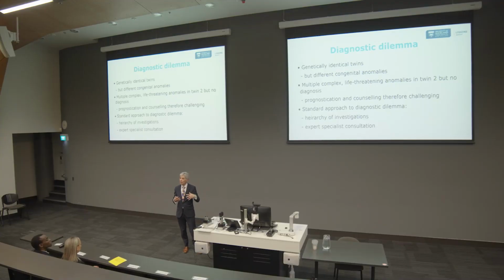Now, the standard approach to this sort of baby would be to undertake a hierarchy of investigations. You start simple and you gradually build up to more complex investigations. And indeed, that's what happened in this case. So you start, for example, with what we call a karyotype, which is a genetic test that's been around a very long time, and that was completely normal.